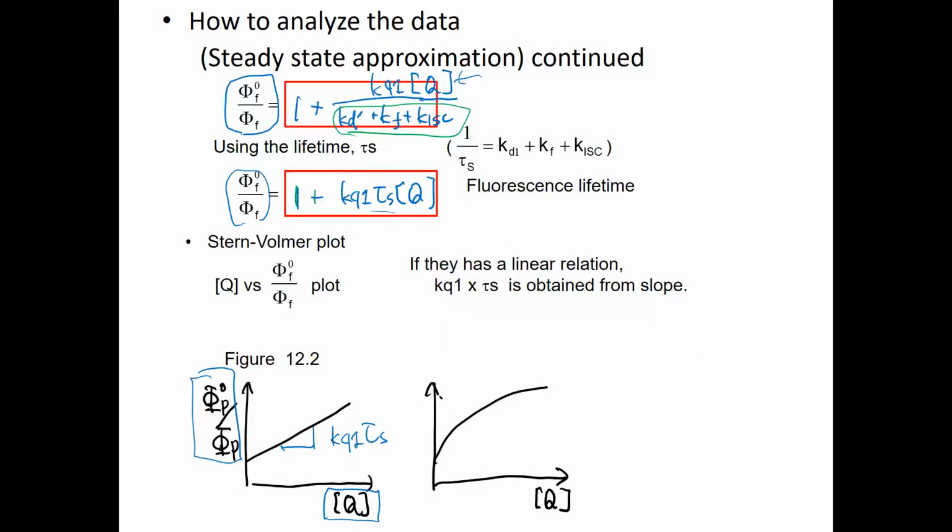And also this one becomes the linear line. It indicates that the assumption you made for the reaction is correct.